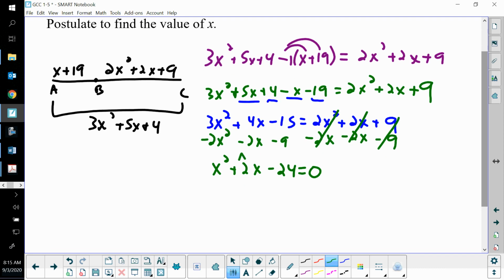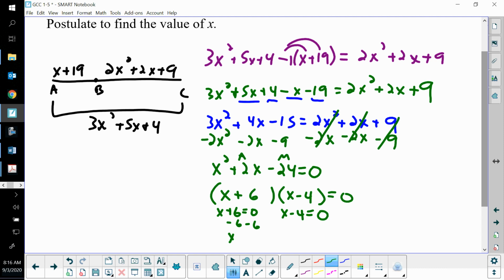So we want to add to the 2 and multiply to the negative 24. So we need a positive and we need a negative. We need the positive to be bigger. And the one that would work would be plus 6 and minus 4. We'll go ahead and set each of those equal to 0. And in solving, we get x equals negative 6 and x equals 4.